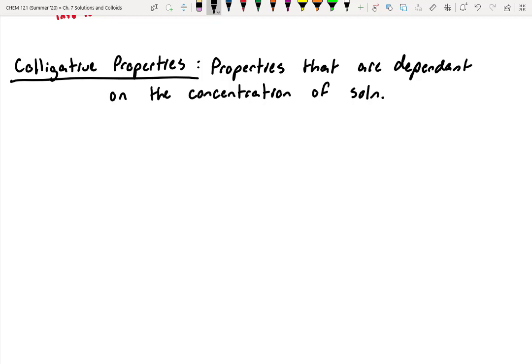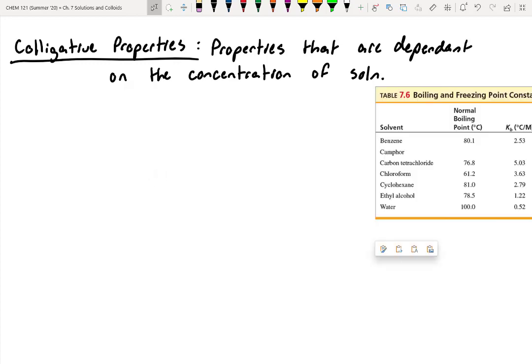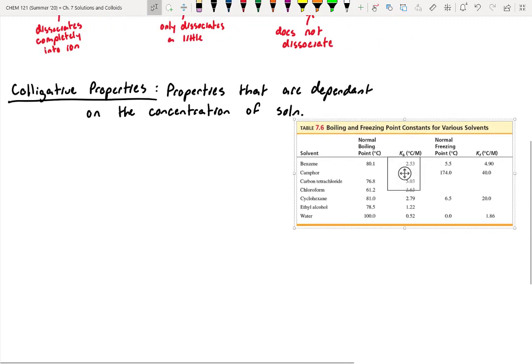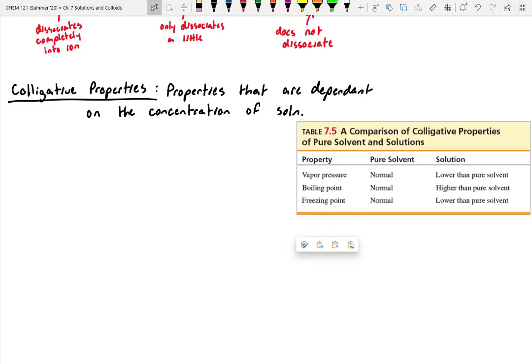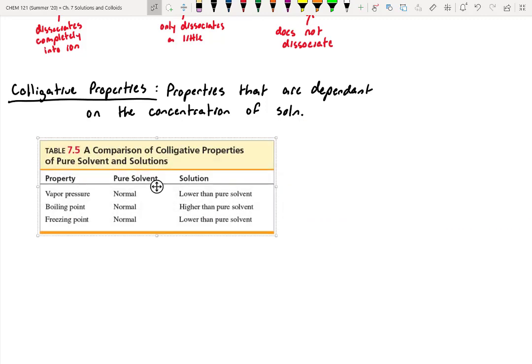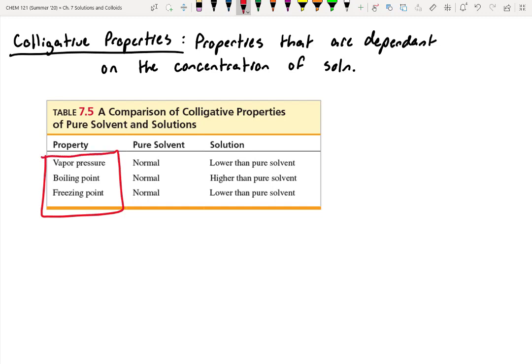All right, so let's see what some of these colligative properties are, and some of them you may be pretty familiar with. So let's pull up table 7.5 from your book. Actually, this is the wrong table. Let me get rid of this one. 7.5, here we go. And this has some common colligative properties of pure solvents and solutions, right? So if we think about these things over here, vapor pressure, boiling point, and freezing point, they're very dependent on the concentration of a solute.